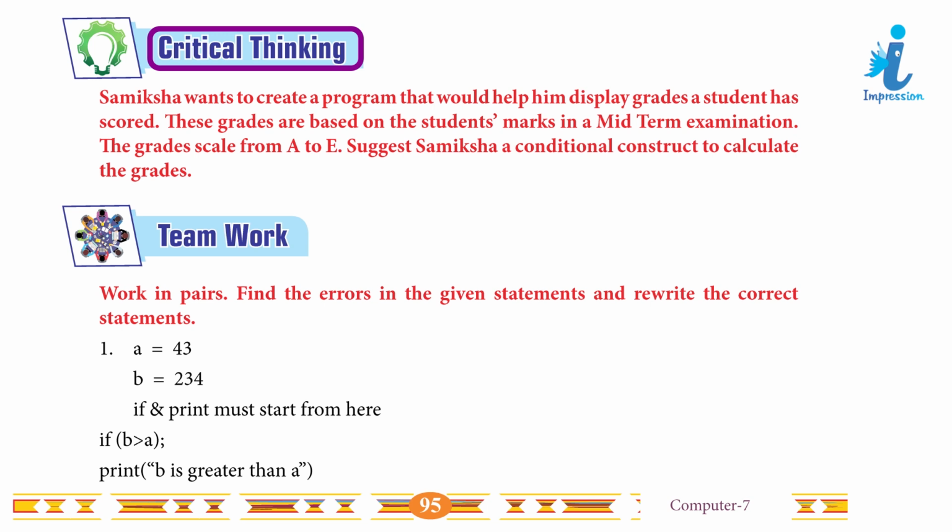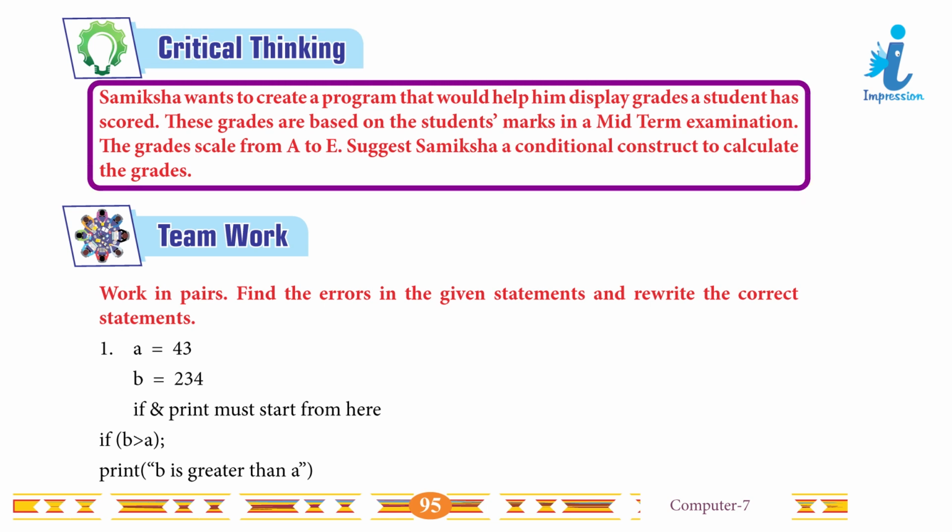Critical thinking. Samiksha wants to create a program that would help him display the grade a student has scored. These grades are based on the student's marks in a midterm examination, on a grade scale from A to E. Suggest to Samiksha a conditional construct to calculate the grades. Answer. Ask students to do it by themselves.